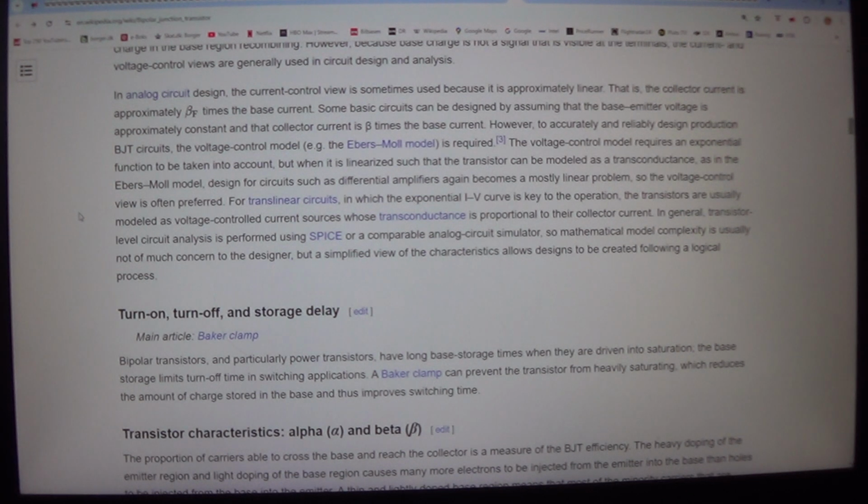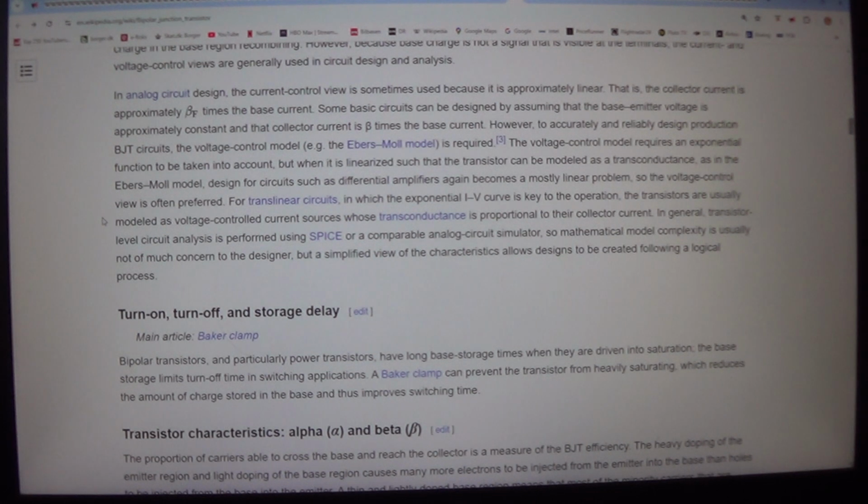For translinear circuits, in which the exponential I-V curve is key to the operation, the transistors are usually modeled as voltage-controlled current sources whose transconductance is proportional to their collector current. In general, transistor-level circuit analysis is performed using SPICE or a comparable analog circuit simulator, so mathematical model complexity is usually not of much concern to the designer, but a simplified view of the characteristics allows designs to be created following a logical process.